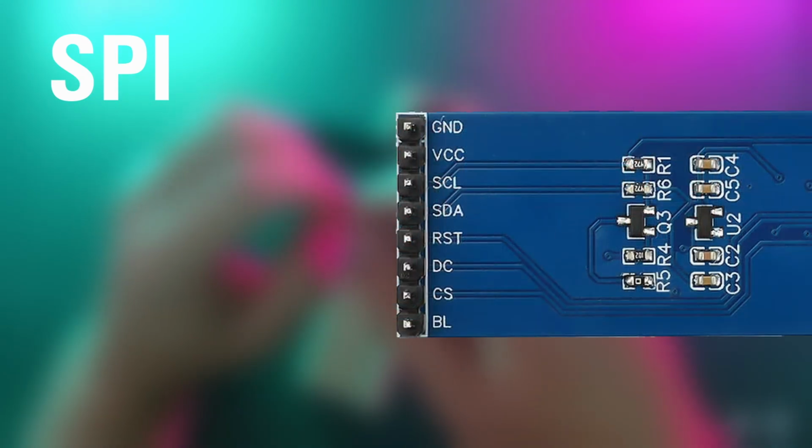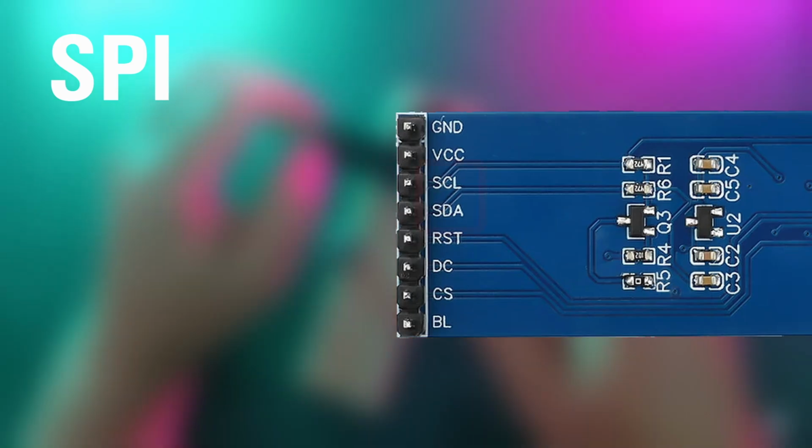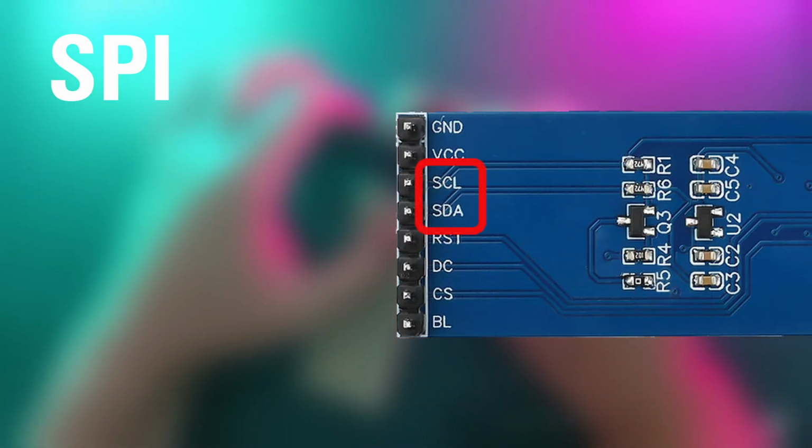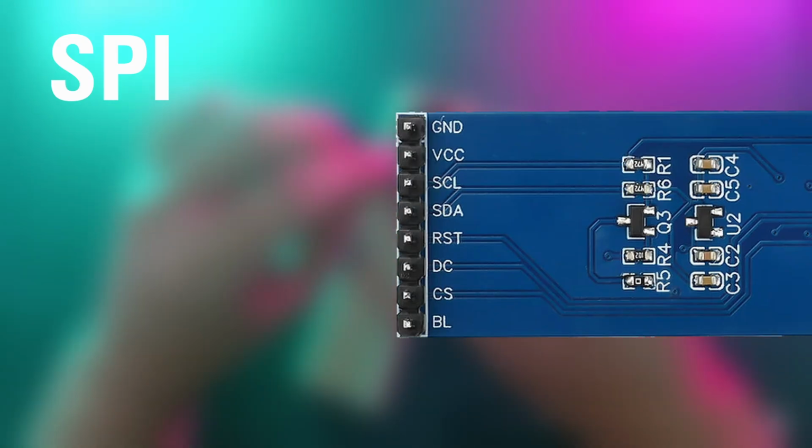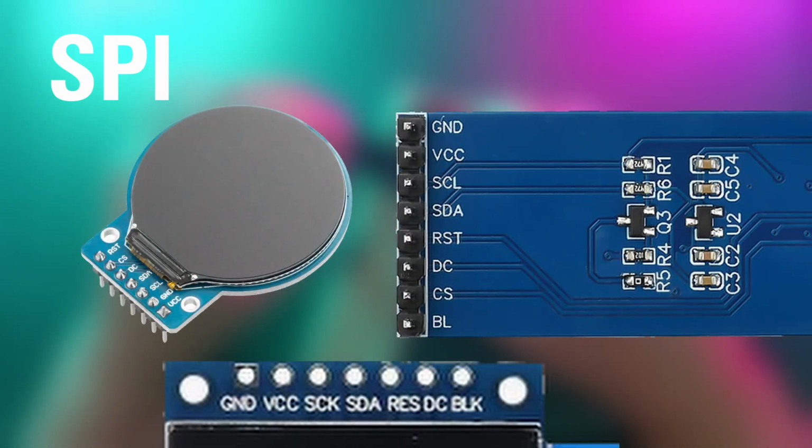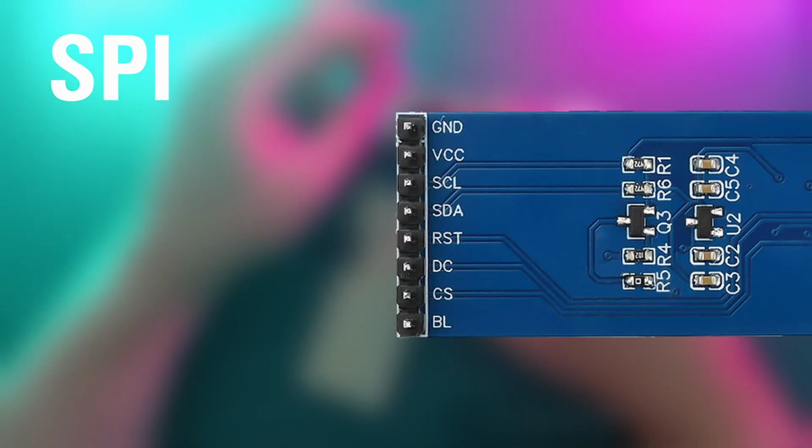But on this display, they are not. Instead, we see labels like SDA and SCL. This makes things even more confusing. Those labels actually belong to a completely different protocol called I2C. So what is going on? Many display manufacturers reuse the same pin labels, even when the display is using SPI instead of I2C.